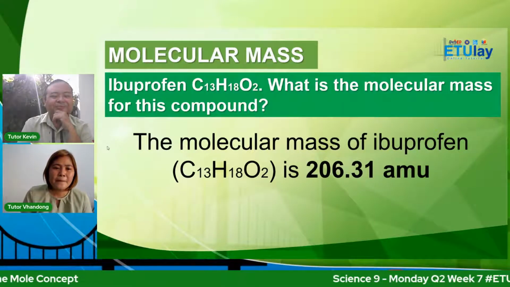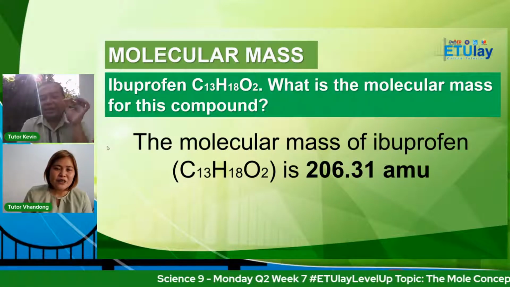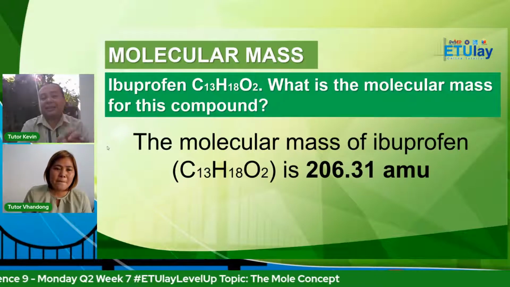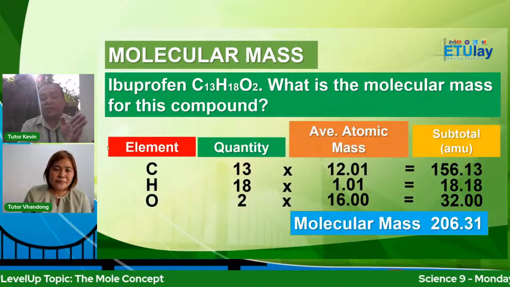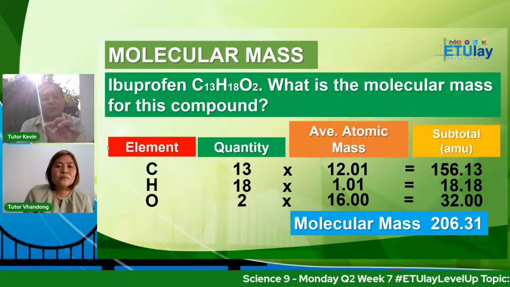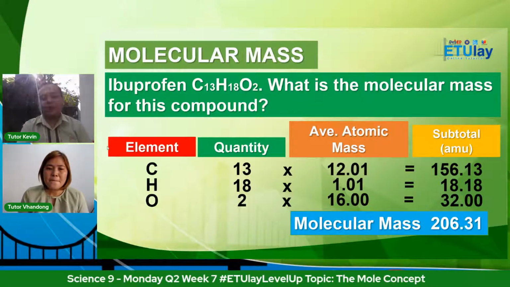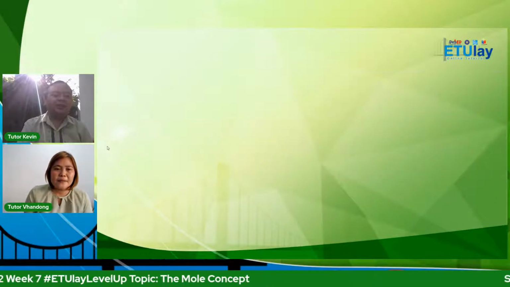Sige. So anong ginawa natin? Lahat ng element present sa compound ay kinuha natin isa-isa. Kinuha natin yung quantity, yung average atomic mass, pinag-multiply si quantity at si average atomic mass, then yung sum nila kinuha natin to get the molecular mass. Now, next, Tutor Bandong.